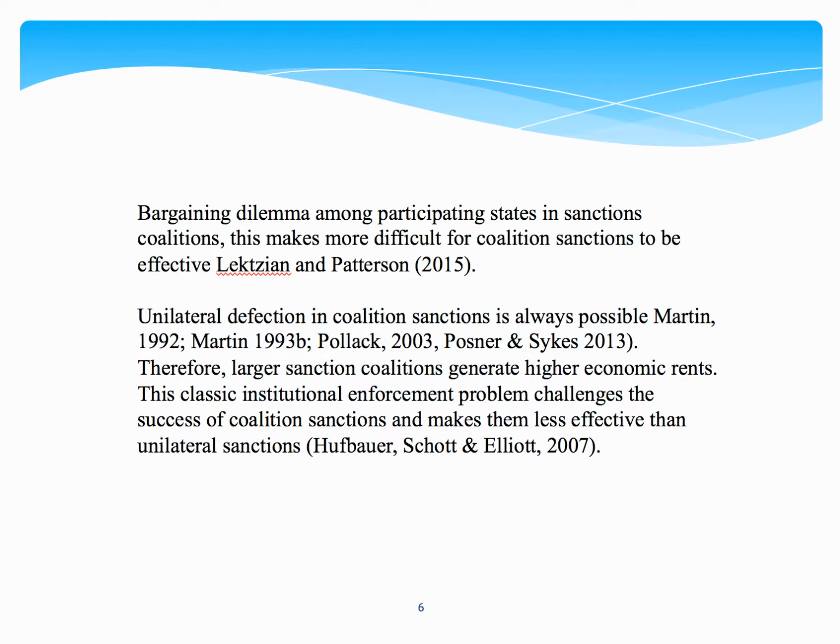And for Lexine and Peterson, coalition sanctions are not very successful because there is a bargaining dilemma between senders. And also Martin and Posner and Sykes and Pollack argue that unilateral defection is always possible.